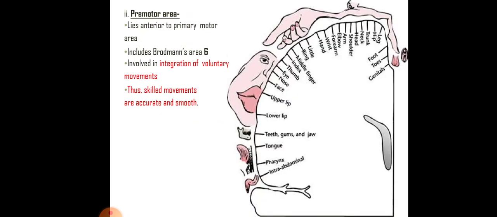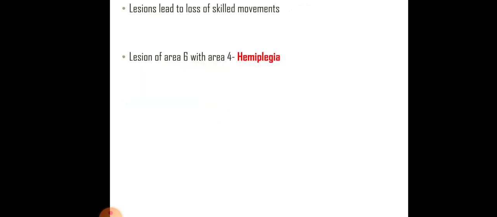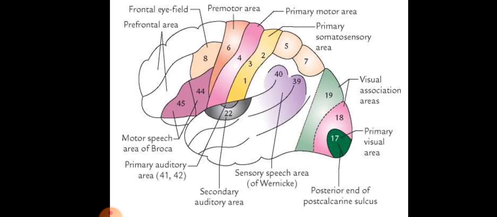Then we have the premotor area. It lies anterior to the primary motor area, and it includes Brodmann's area number 6, and it is responsible for controlling the skilled movements of our body. Then lesions lead to loss of skilled movement, and lesions of areas number 6 and 4 lead to hemiplegia, that is, half of the body is paralyzed. So these are the different areas in the frontal lobe. There is the primary motor area, premotor area, frontal eye field, and prefrontal areas, as well as the motor speech area of Broca.